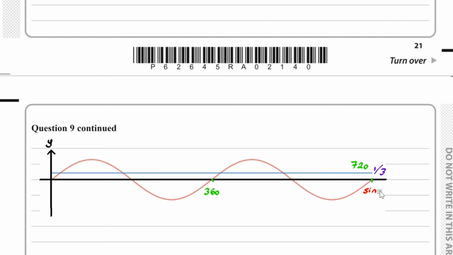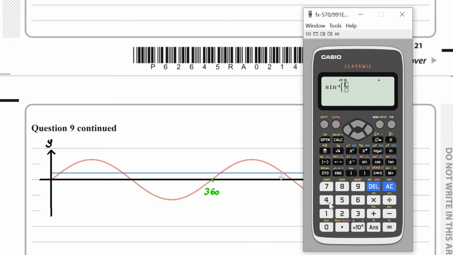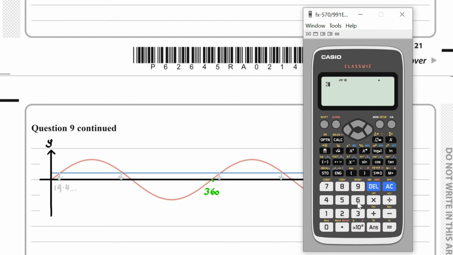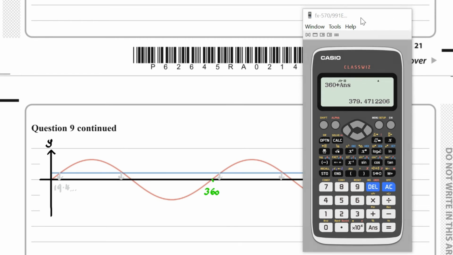Okay? So the value that we want, 450, is over here. So the value that we want is this value here. And I'll illustrate that here. The value we want is this value here. So first of all, the inverse sine of 1/3, that's 19.4, etc. So this value here is 19.4, etc. So this value here will be 180 minus that, and this value will be 360 plus this. So let's do 360 plus this. We end up with 379.4.